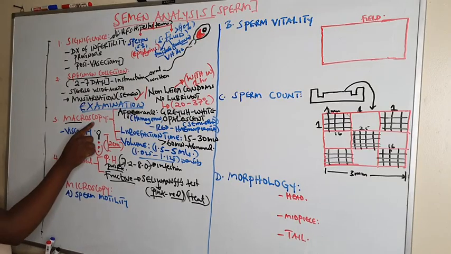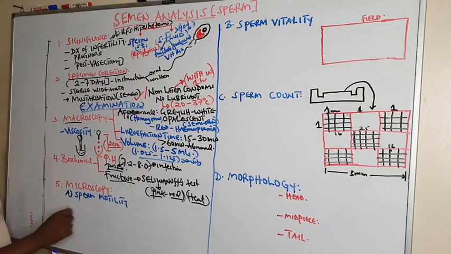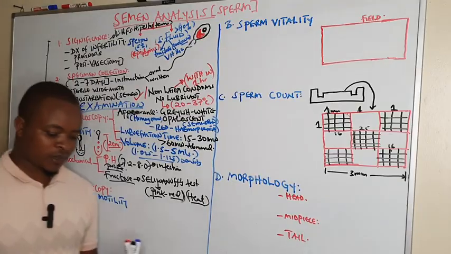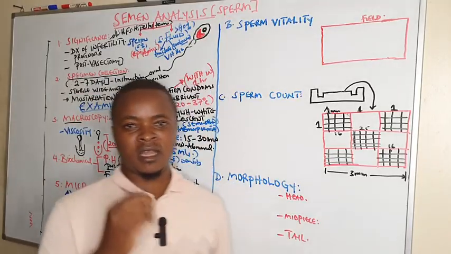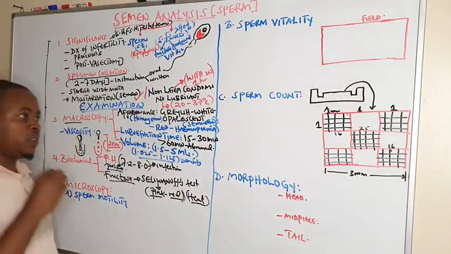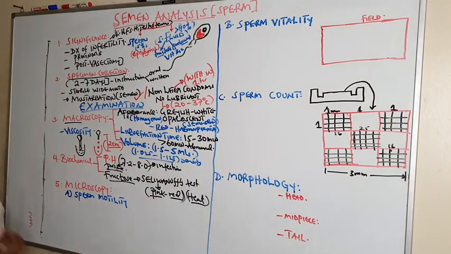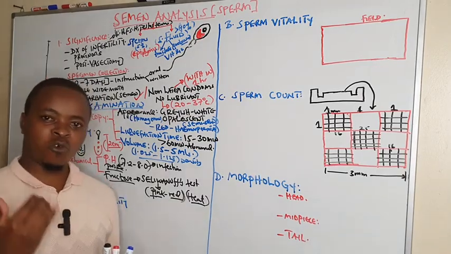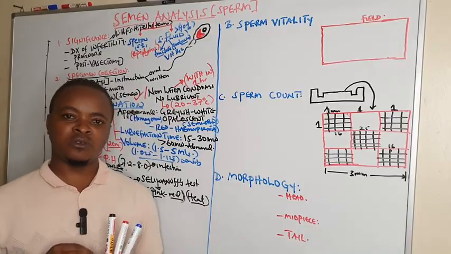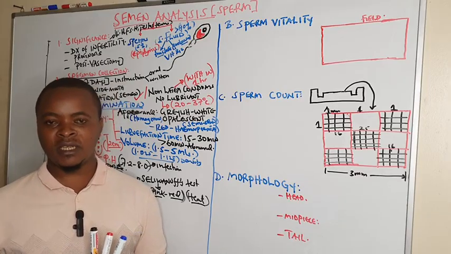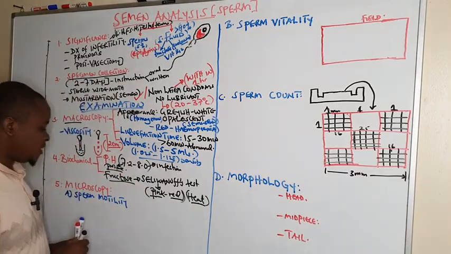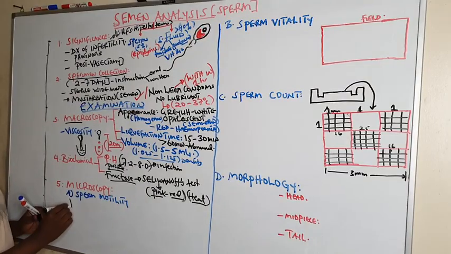After looking at the macroscopic and biochemical tests, now let us look at the microscopic ones. These are tests which we can do by examining under a microscope. We cannot see this with our naked eyes. And one of them is sperm motility. We want to see if the sperms are able to move or swim towards the oviduct. And we measure it by making a wet preparation.